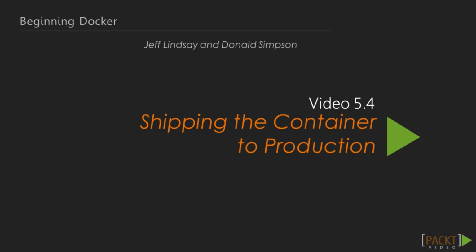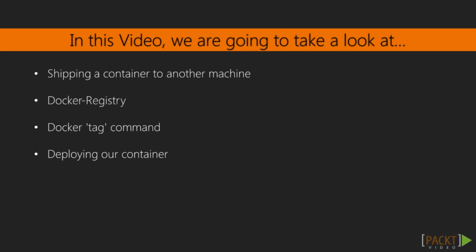In our last video, we prepared a server to deploy our Hello World web application. In this video, we're going to see how to effectively ship a container to another machine. We've already seen how to move container images across machines using Docker Hub. It turns out this is also the most effective way to ship containers around ourselves.